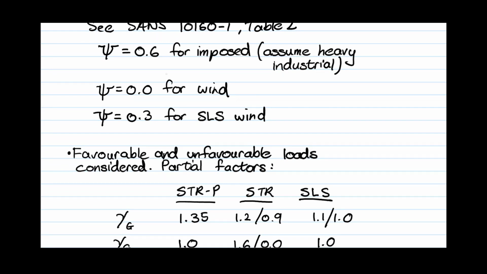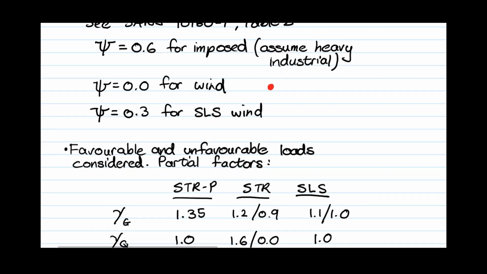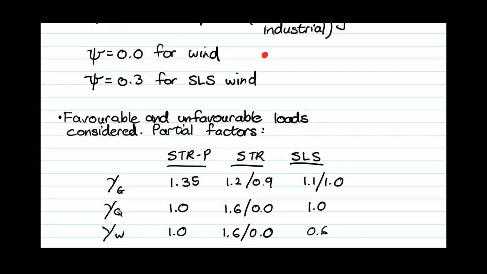Now, the 0 factor for wind simply comes from the fact that when the worst wind load in 50 years acts, it's a very short event of a couple of seconds, and then the chance of the maximum imposed load happening at the time, or even very much imposed load happening at the time, is quite low, so it is set at 1. There are disputes regarding that factor, but that is according to the code. And then for serviceability limit state, it's set at 0.3.